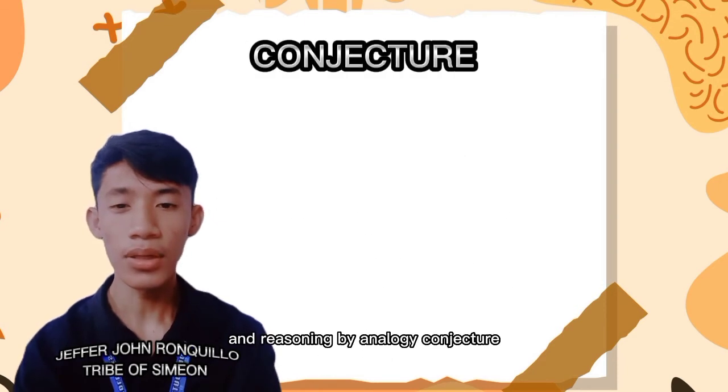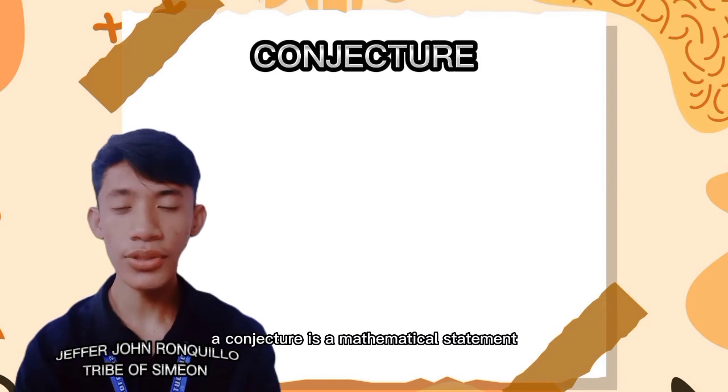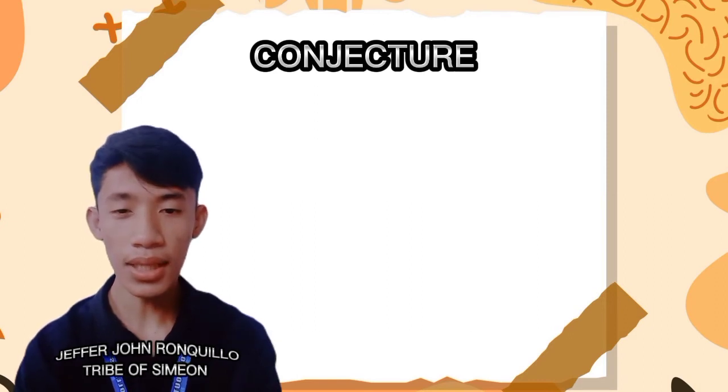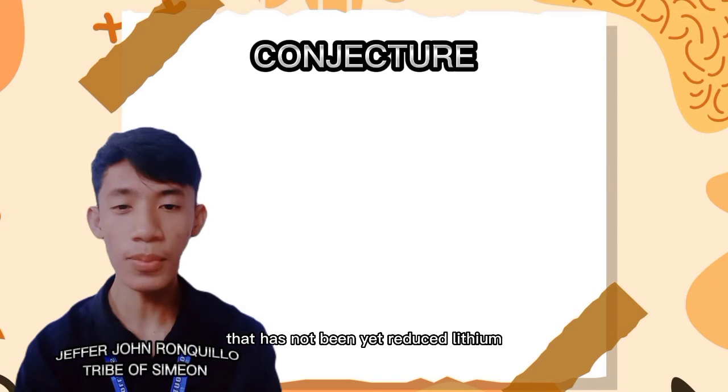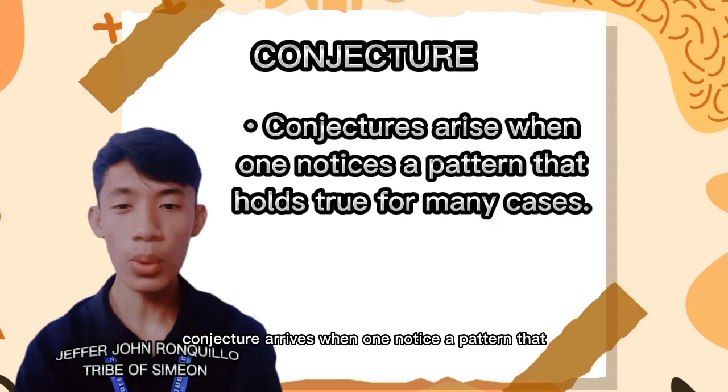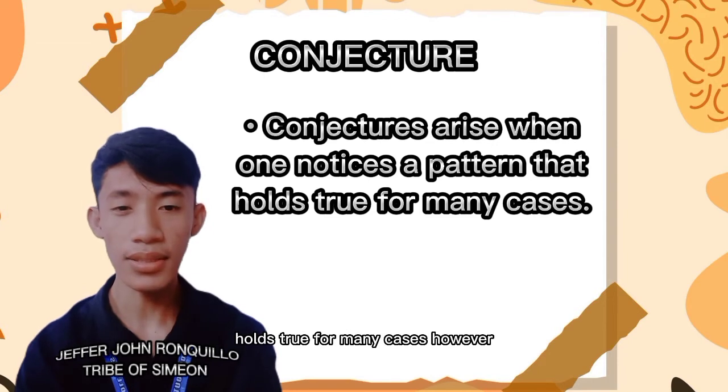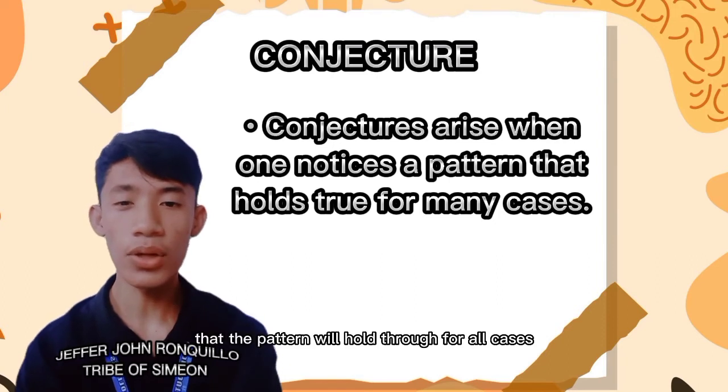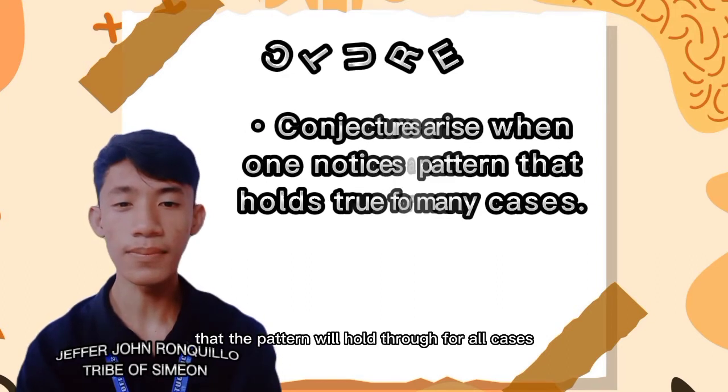Conjecture. A conjecture is a mathematical statement that has not yet been rigorously proved. Conjecture arises when one notices a pattern that holds true for many cases. However, just because a pattern holds true for many cases does not mean that the pattern will hold true for all cases.